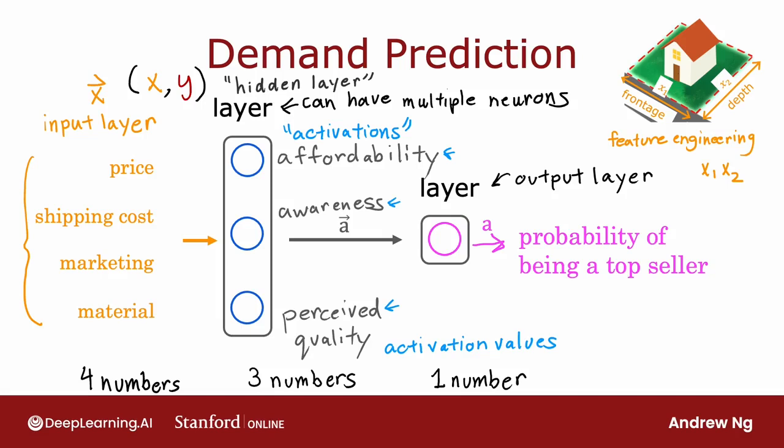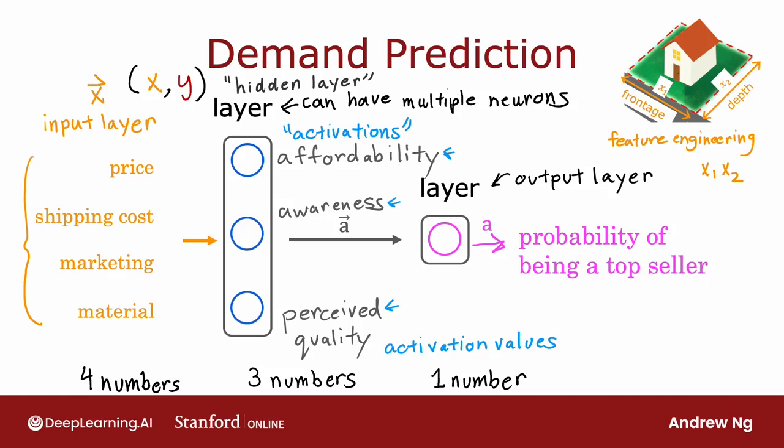One note, even though I previously described this neural network as computing affordability, awareness, and perceived quality, one of the really nice properties of a neural network is when you train it from data, you don't need to go in to explicitly decide what are the features, such as affordability and so on, that a neural network should compute. Instead, it will figure out all by itself what are the features it wants to use in this hidden layer. And that's what makes it such a powerful learning algorithm.